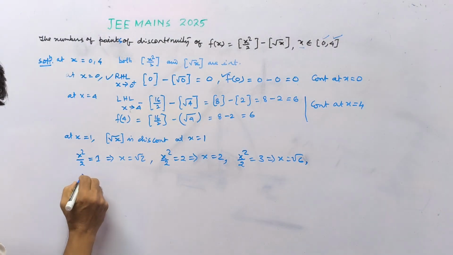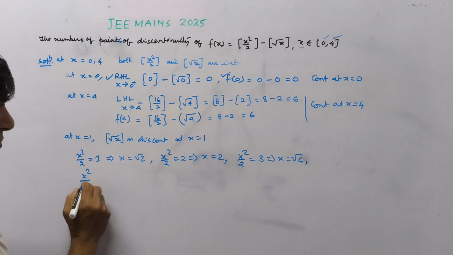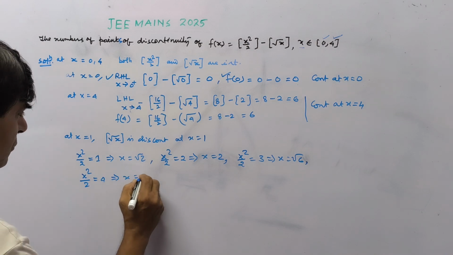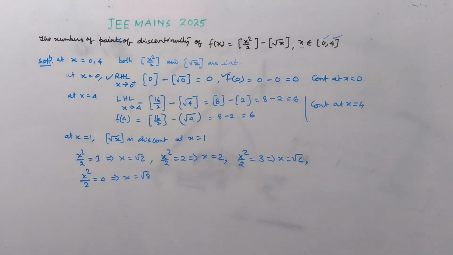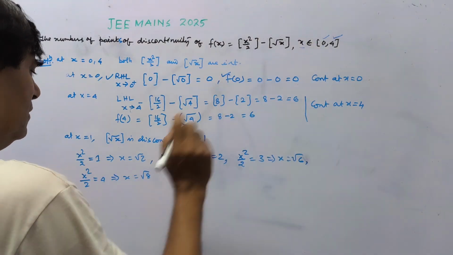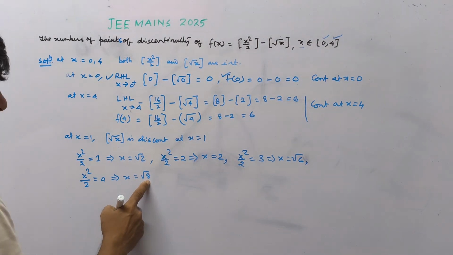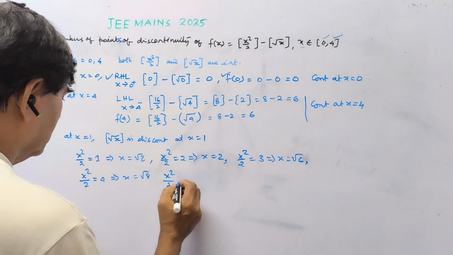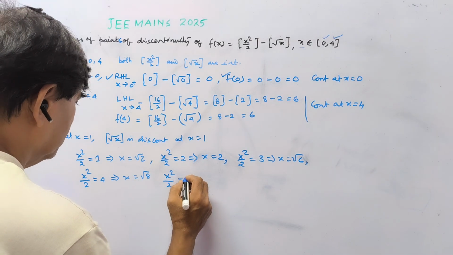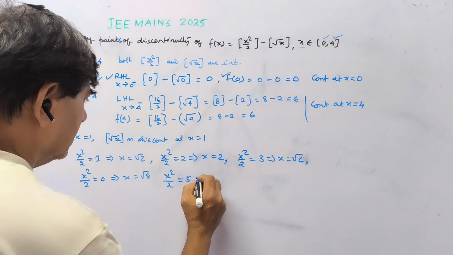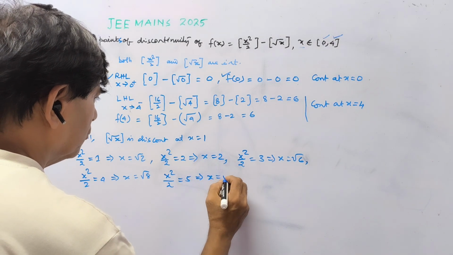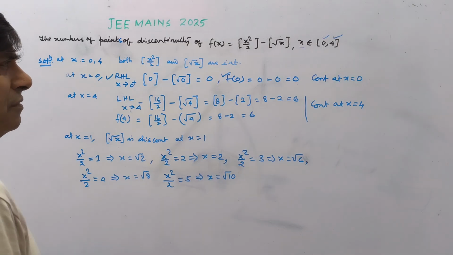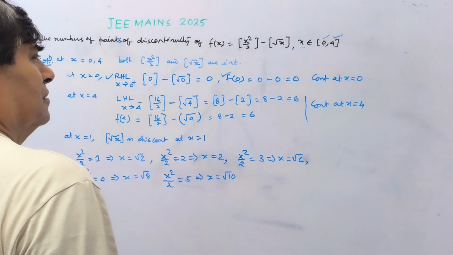Now x square by 2 is equal to 4, integral point. So x is equal to root 8. This belongs to this interval, so no problem. This is discontinuous at this point. x square by 2 is equal to 5. This implies x is equal to root 10. Why am I taking only the positive? Because the domain is 0 to 4.